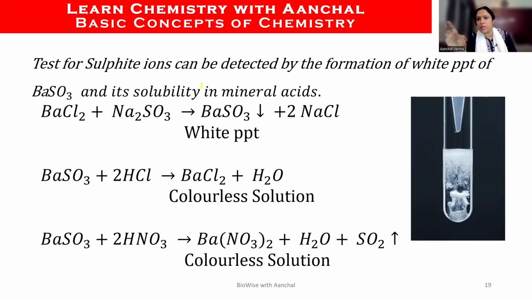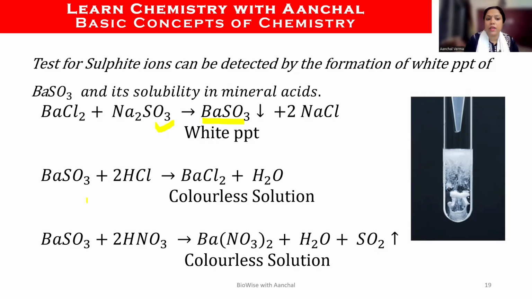Then there are tests for sulfite ions. It can be detected by formation of white precipitate of barium sulfite and its solubility in mineral acids. Whenever you have taken any salt and want to find out whether it is a sulfite or not, you can add barium chloride to it. Barium chloride forms a white precipitate of barium sulfite, which confirms the presence of the sulfite ion in the salt.